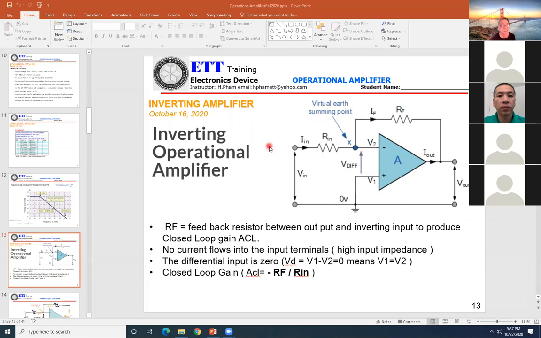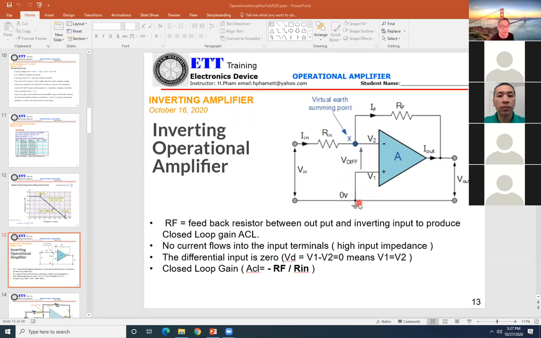And also we already calculated the gain. The gain will be minus RF divided by RE. So what you need to do, when you look at the circuitry, you have to know that it is an inverting op-amp. And also we need to know the gain. The gain will be equal to minus RF over RE. Okay, that's a key point we have to know.